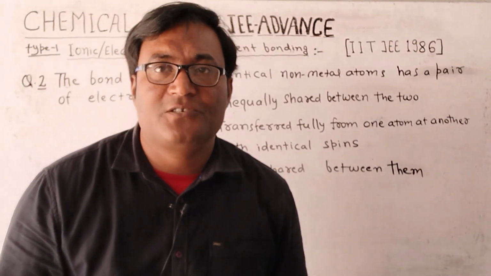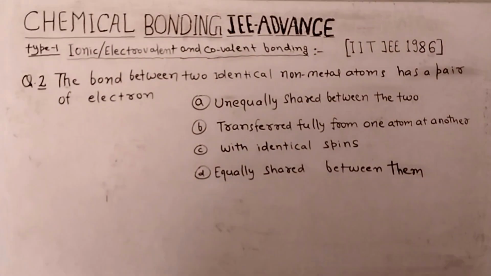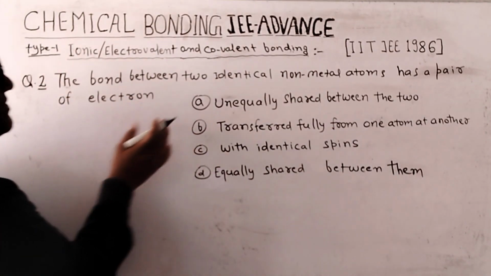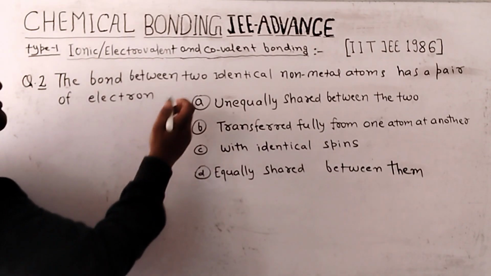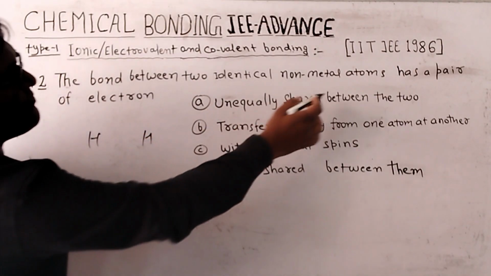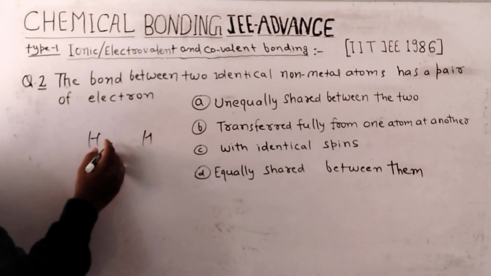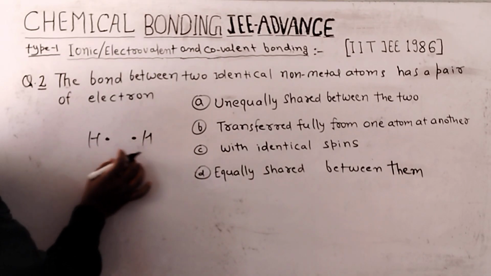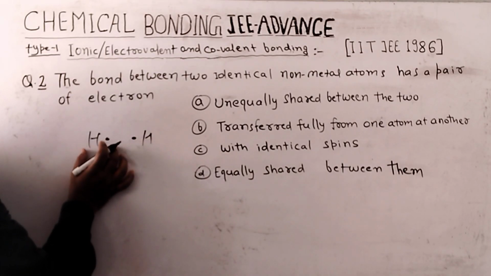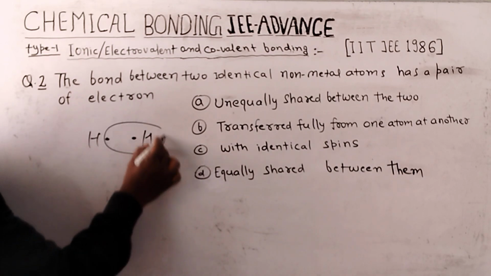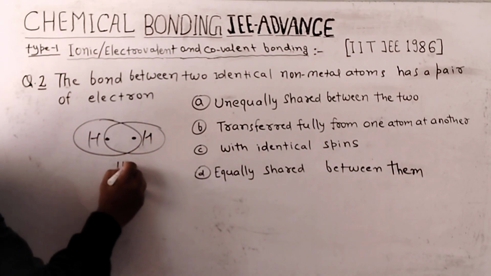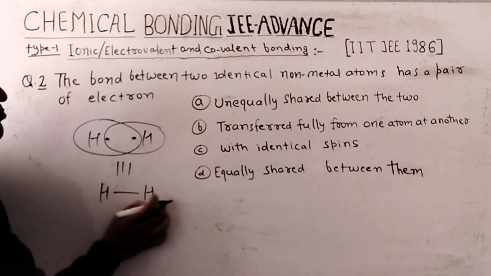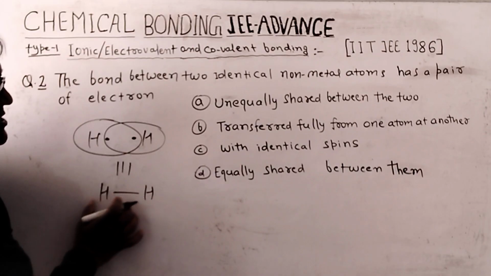Now question number 2 is based on covalent bonds. According to question number 2, the bond between two identical non-metal atoms. Identical means the same type of non-metal atoms, and there is a pair of electrons. Whenever two atoms combine, before bonding both have an unpaired electron. But after formation of a covalent bond by equal sharing of electrons between H and H atoms, so here between two same type or identical atoms.